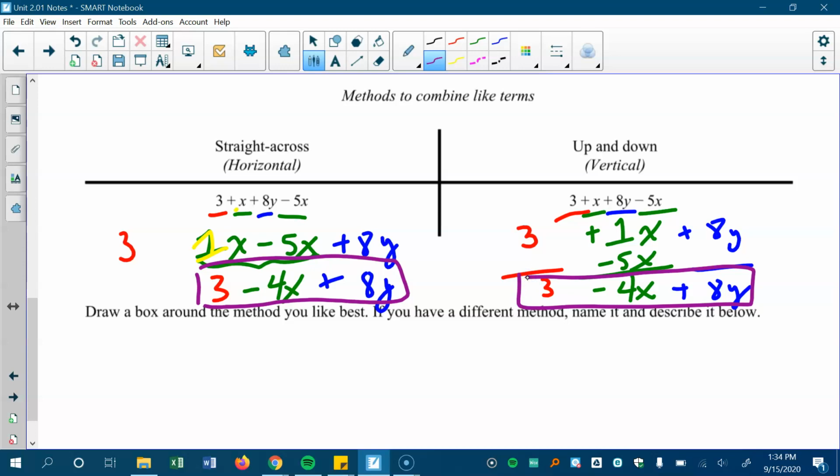The right side is the vertical side, a top to bottom approach. The left side is a horizontal method. That is a left to right approach, straight across horizontal.